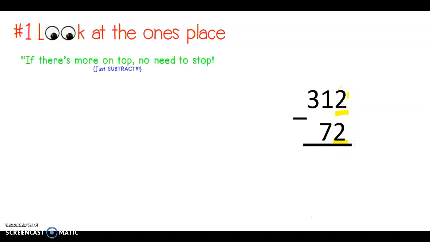So if there's more on top, no need to stop. Well, 2 is not more than 2, but it's the same amount. So if I have 2 of something, I can take away 2. So 2 minus 2 will leave me with 0 remaining. So 2 minus 2 is 0. Okay, there's my top. No need to stop. I took 2 away from 2.